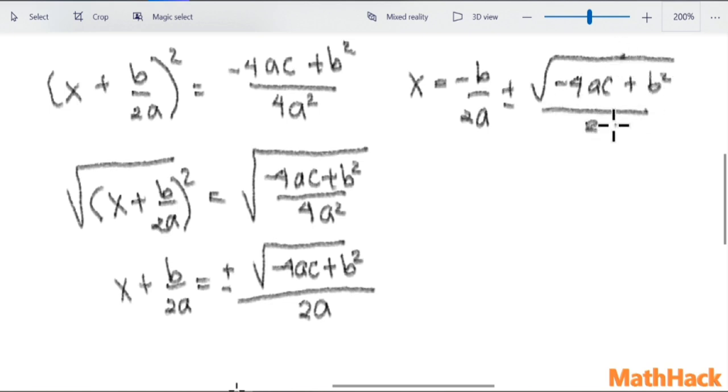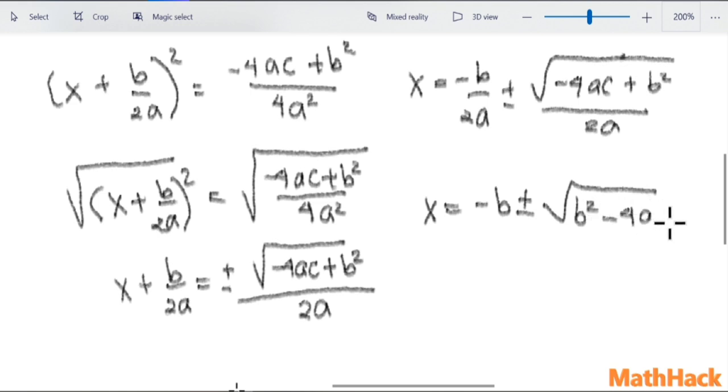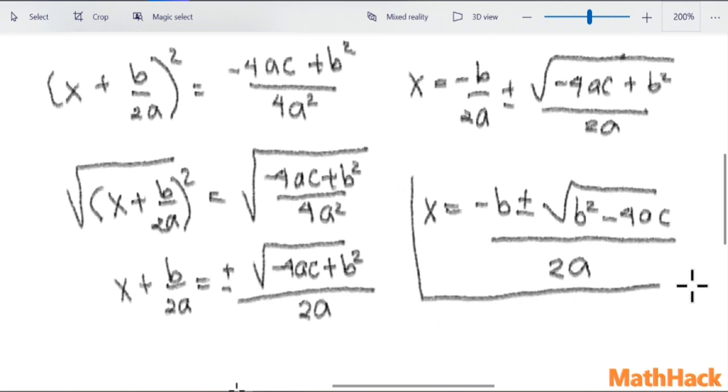over 2a. Since we have a common denominator, we can just write it simply as negative b plus or minus the square root of, I'm just going to write b squared first. So b squared minus 4ac all over 2a, and this is the quadratic formula. That's how you derive it from the standard form of a quadratic equation.